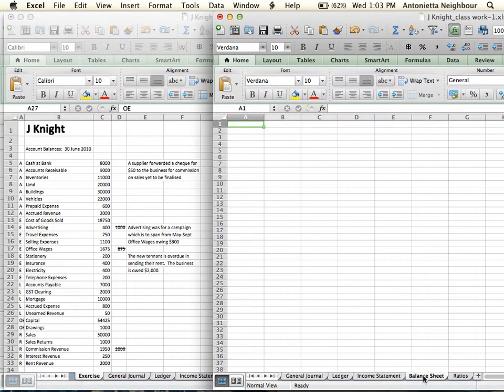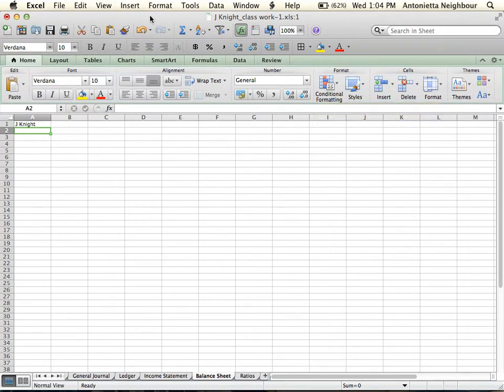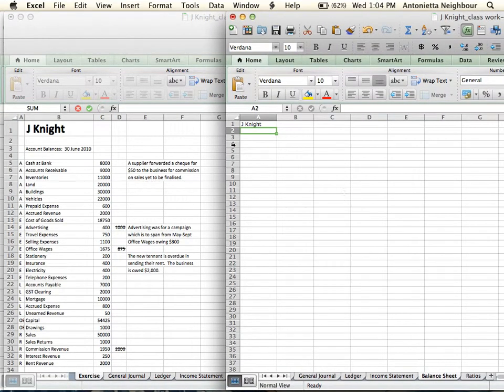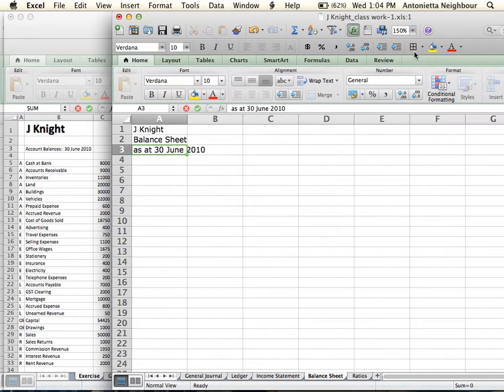I want to click on my balance sheet spreadsheet. So once again, we start with the business name. So let's bring that across from the exercise. Use a formula wherever possible so that you're basically having to type less. Identify the name of the statement, and in this case it's the balance sheet. And the date line then is as at 30 June 2010. And I'll just make this a little bit bigger because I'm sure that looks pretty small.